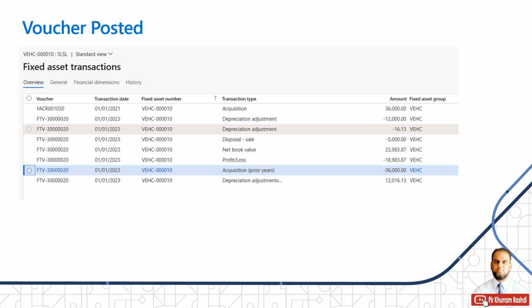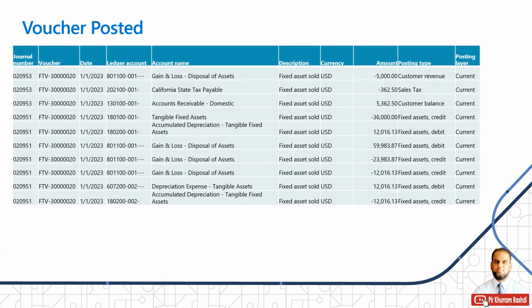So this $16.13 is for 1 day of January, and this one is for two years, 24 periods, that is months. And this is the disposal sale, on which you will sell basically to the customer. And these are the similar entries as shown in the table.